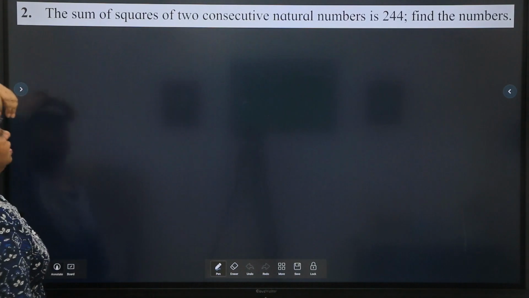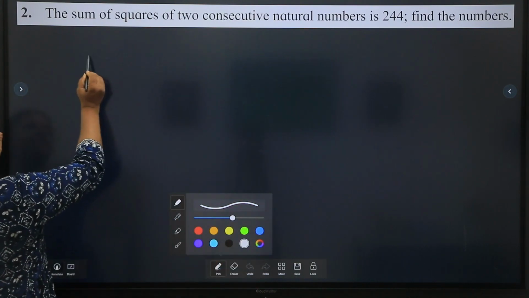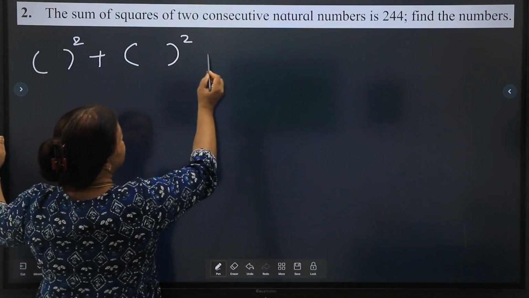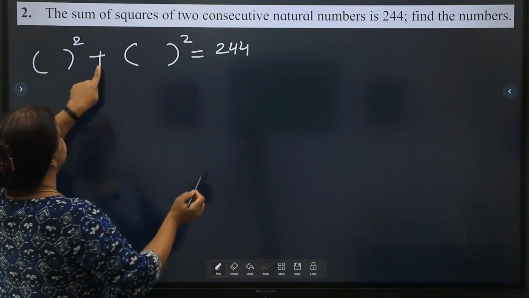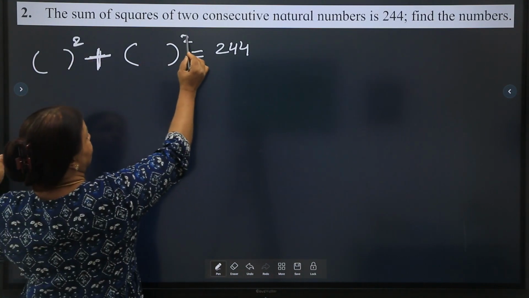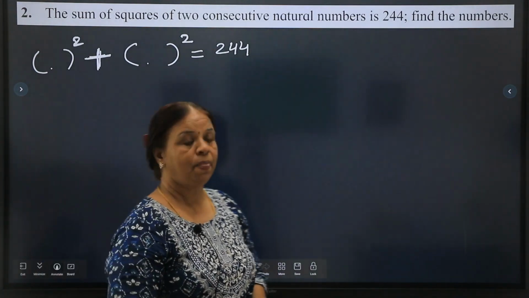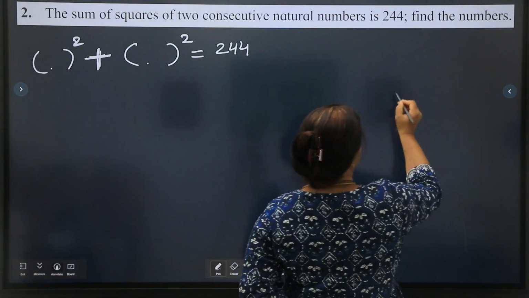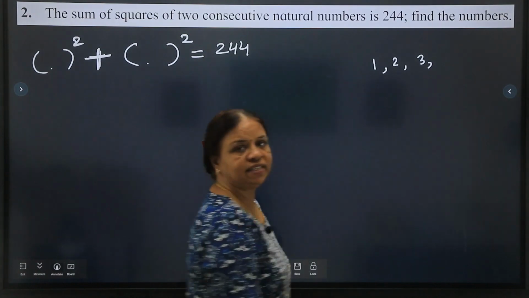The second sum says the sum of the squares of 2 consecutive natural numbers is 244. Sum means what, children? Plus. Plus of squares of two consecutive natural numbers is 244. Okay. Let us first find out what is the consecutive natural number. Suppose I assume natural numbers start from 1, then 2, then 3 and onward. Okay. These are natural numbers.